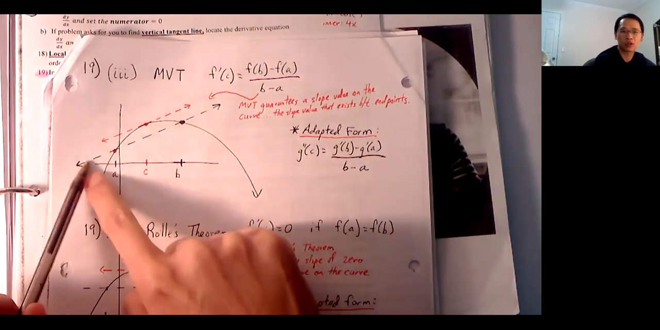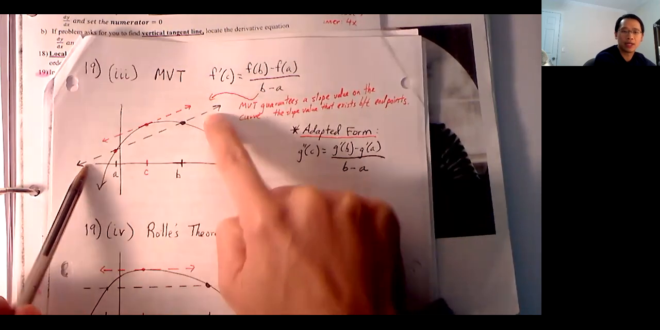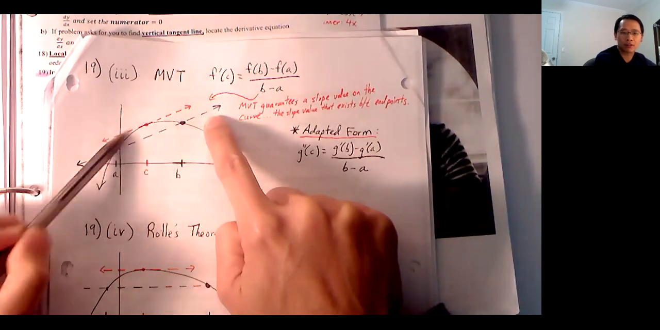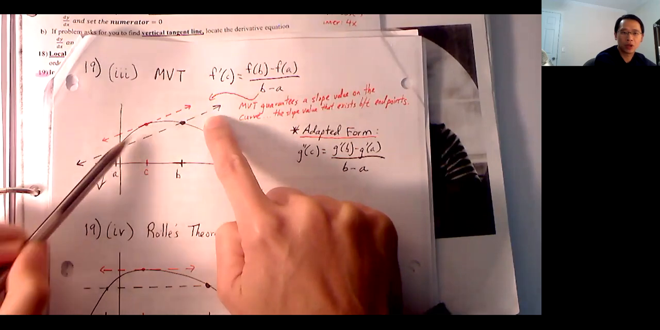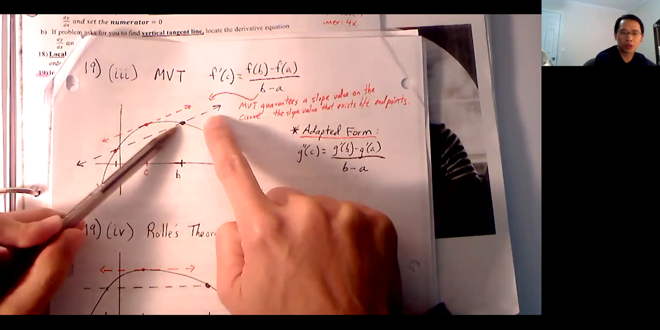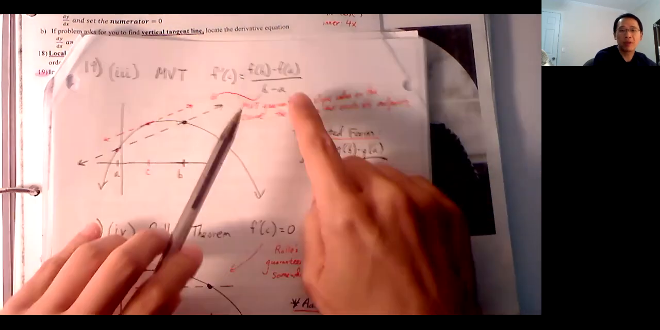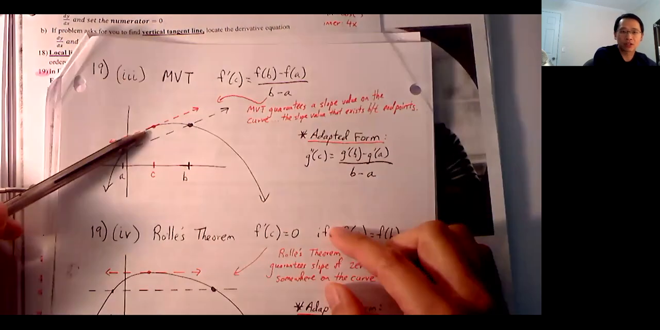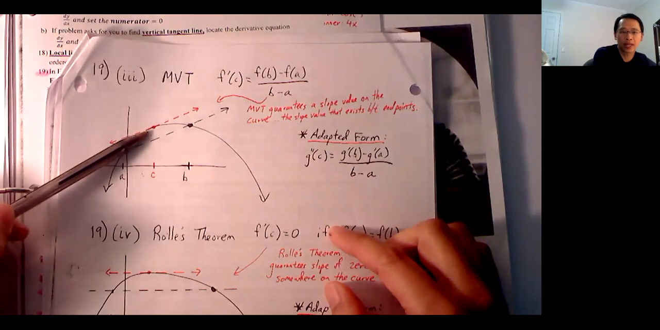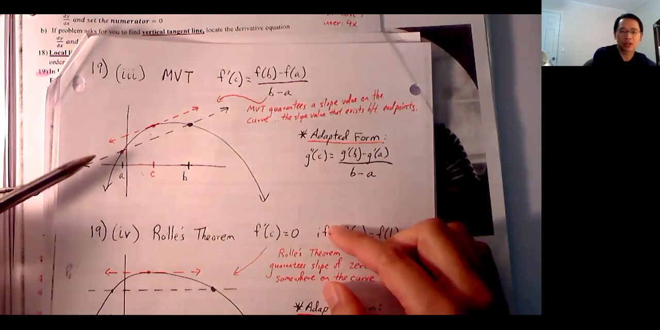Let's say this is equal to 2. This slope is 2. Then we know for sure that there must be a location where a slope of 2 is going to be reached by the curve at least once. And what the mean value theorem does is allow us to find a location on the curve where that specific steepness is occurring.